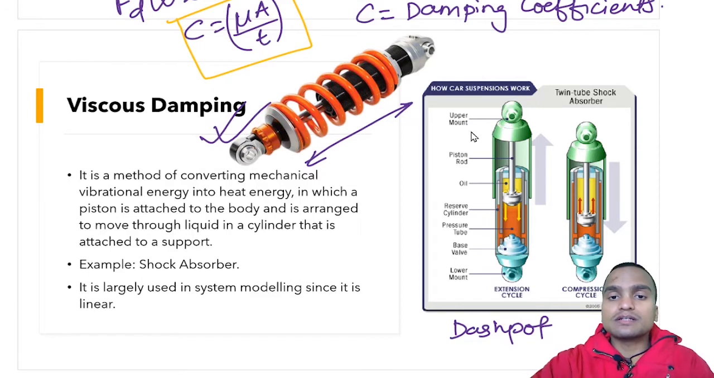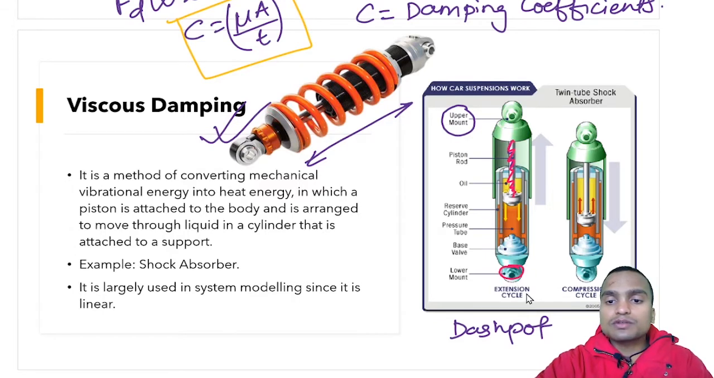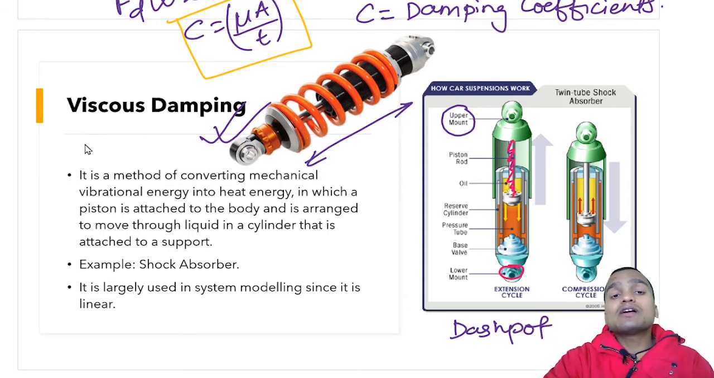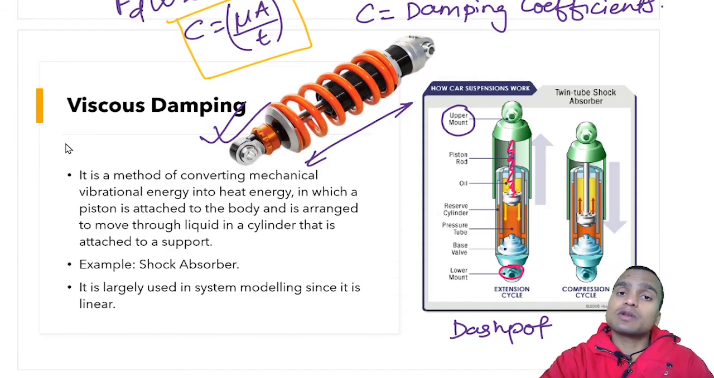And this is the detailed diagram. You can see the upper mount which is attached to the piston or the vibrating system, and this is the piston rod which is going downward like this, and then there is the pressure tube, everything is shown here, and this is the base valve, and this is the lower mount of the cylinder. The compression cycle and extension cycle are shown. These are some mechanical details and mechanism we need not worry about. We just have to remember the formula of damping force. Fd is equal to c times velocity, c x dot, and c is the damping coefficient.